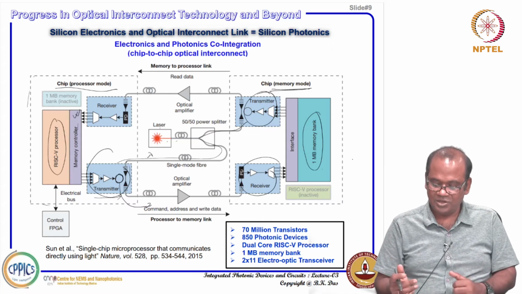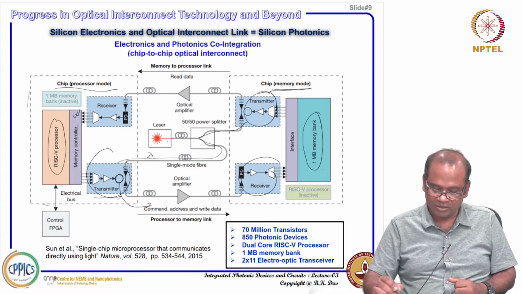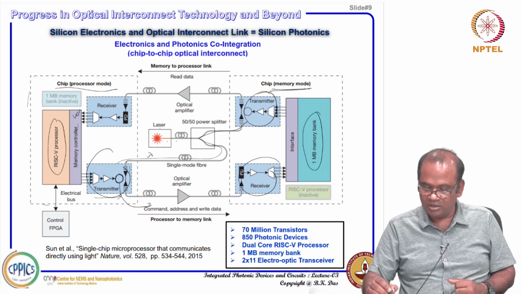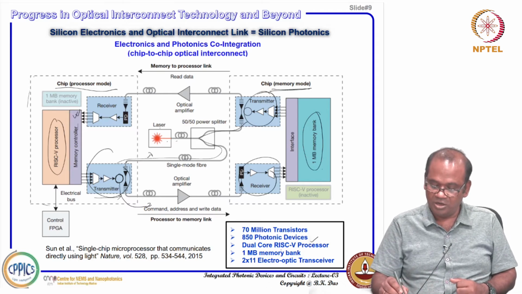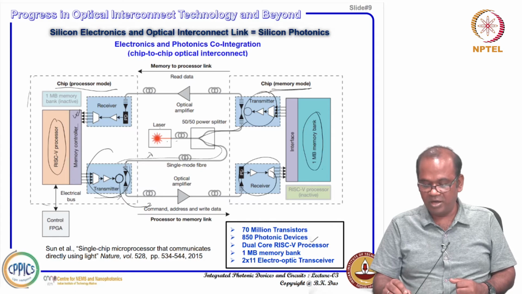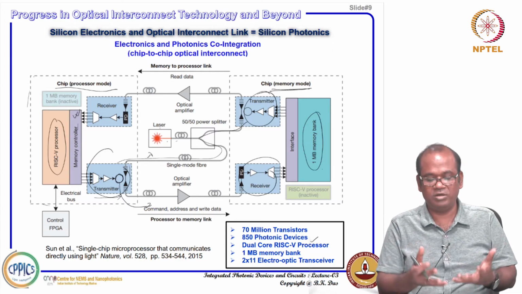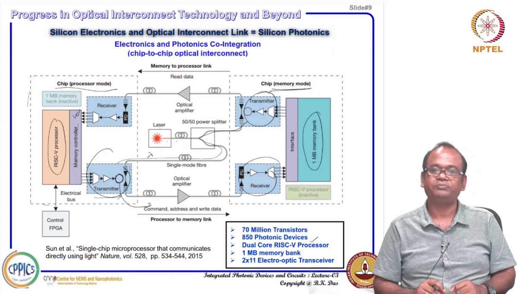And in this case you could actually demonstrate, it was published in Nature, 70 million transistors and 850 photonic devices co-integrated in each of these RISC-V processors. Dual core RISC-V processor, 1 megabyte memory bank, and 22 electro-optic transceivers, the ring modulator type things they have demonstrated.